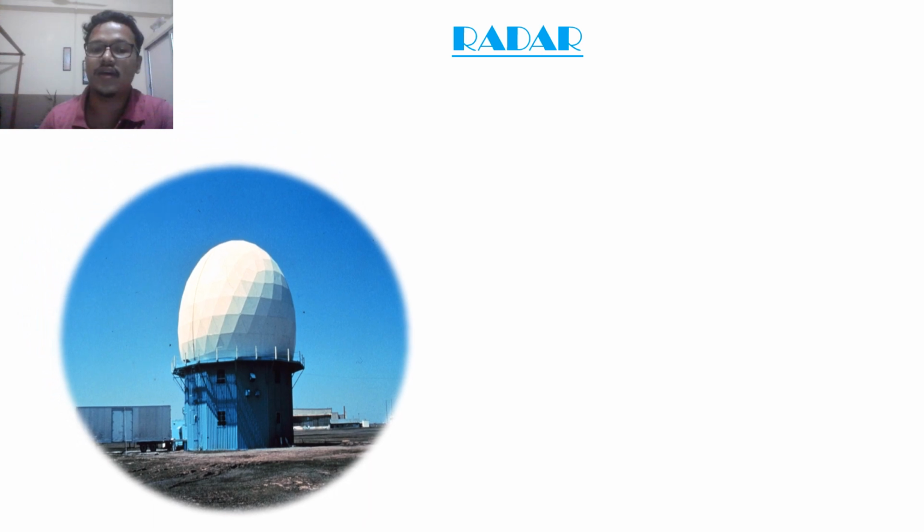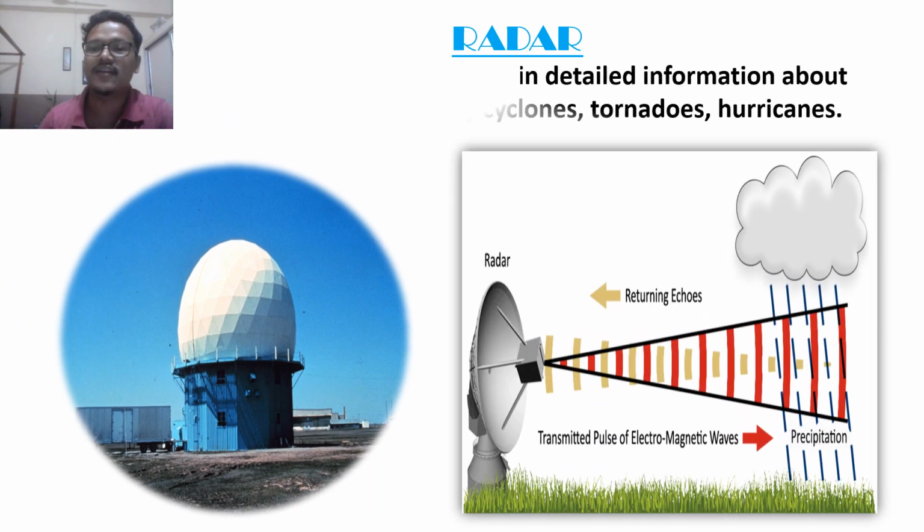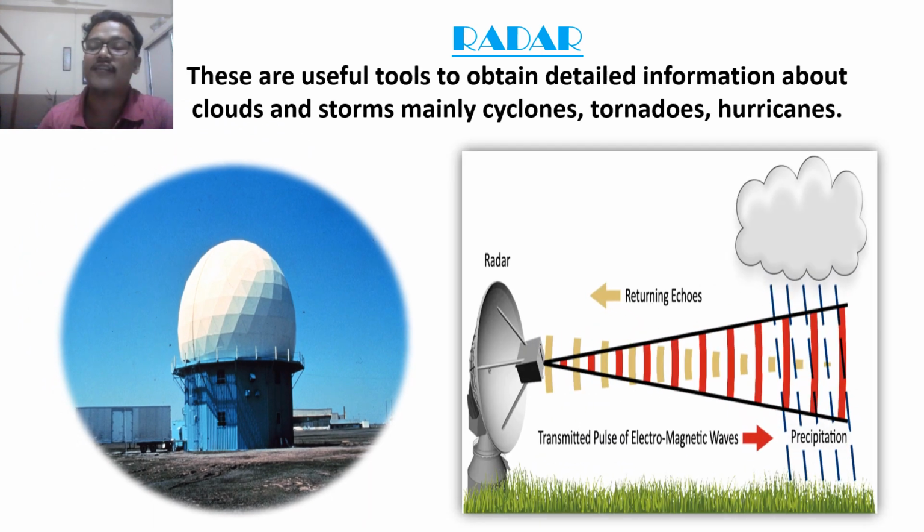So we shall move ahead with the radar. And what is radar? Radars are tools to obtain detailed information about clouds and storms, mainly cyclones, tornadoes, hurricanes, and tsunamis, as we said in India. And how does it work? There is a transmitter, and the signal from the transmitter hits the clouds and the rain, and from that it returns back to the radar. That is how the radar works.